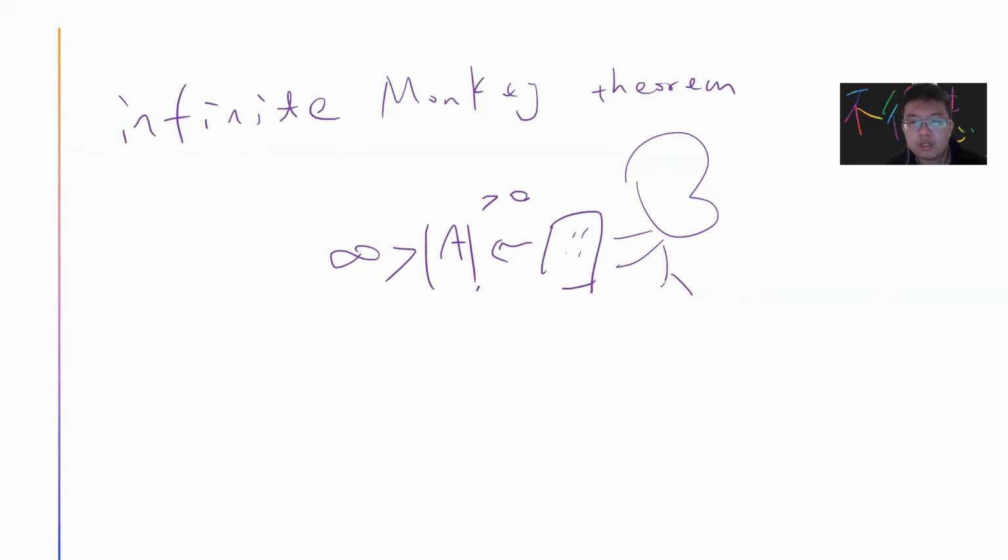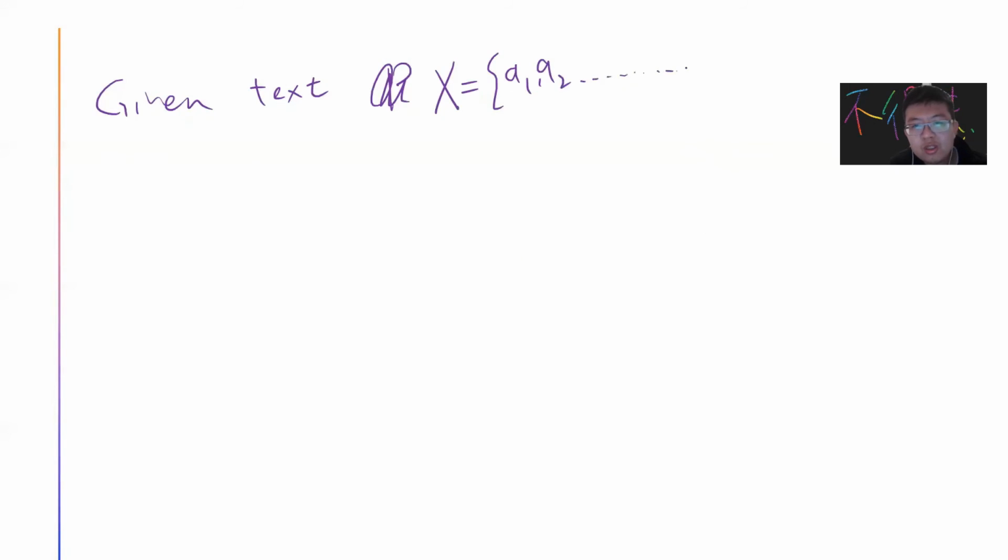The idea is that the monkey will type A1, A2, A3, up to infinity, and each Ai belongs to the alphabet A. We want to prove this for a given text. Let's say somebody gives you a text X, a particular combination, some work of Shakespeare. So X will be A1, A2, up to As, which is very long.